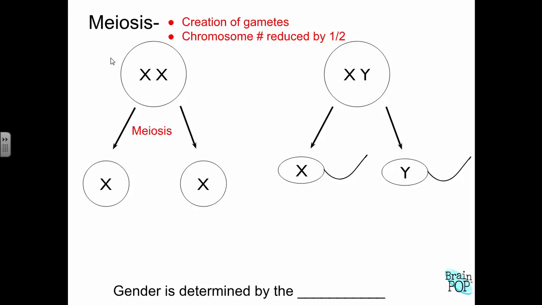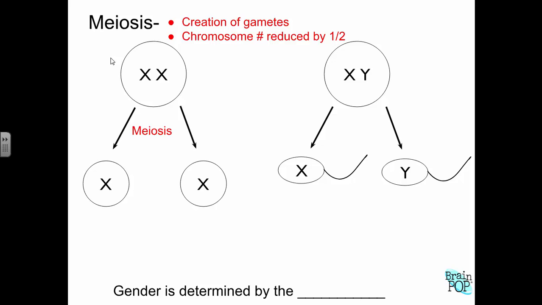What type of cell would these be? Those are egg cells. Okay. Chromosomes got split in half. So every female egg cell has what sex chromosome in it? An X, because that's all the female has to put into the egg cells. Every egg cell has an X chromosome.